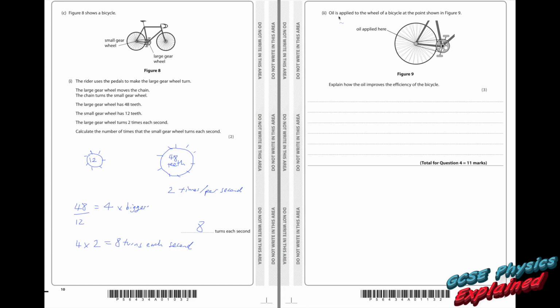Part 2. Oil is applied to the wheel of a bicycle at the point shown in figure 9, right on the axle. Explain how the oil improves the efficiency of the bicycle. Now, it's always best to base your explanation on the calculation, so let's have a look at the calculation for efficiency first. So efficiency equals useful energy out divided by total energy in. Now we also know that the total energy equals the useful energy out plus the wasted energy out.